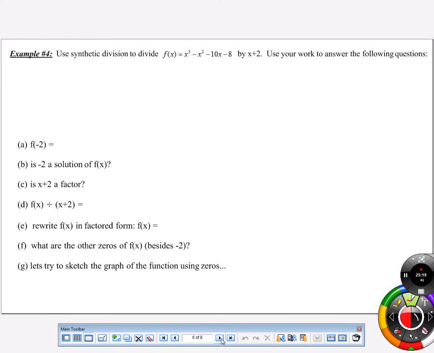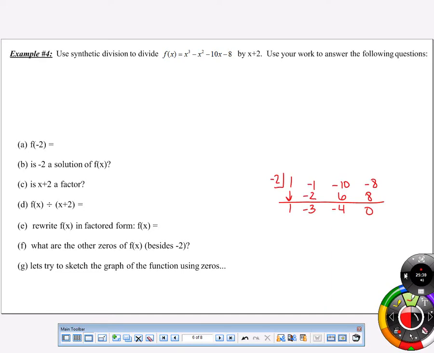Go ahead and take that function, divide by x plus 2, and answer these questions. Find f of negative 2. Is negative 2 a solution? Is x plus 2 a factor? What is f of x divided by x plus 2? Rewrite f of x in factored form. Can you find the other zeros besides negative 2? And try to sketch the function using the zeros.